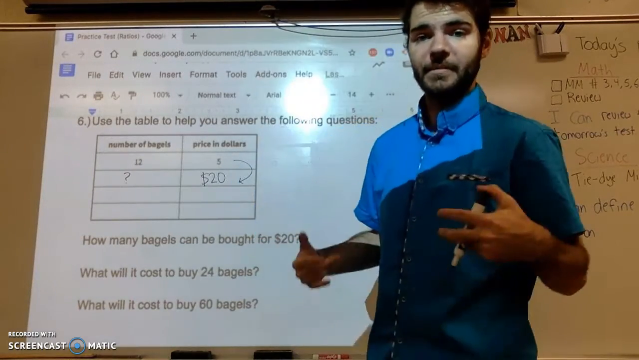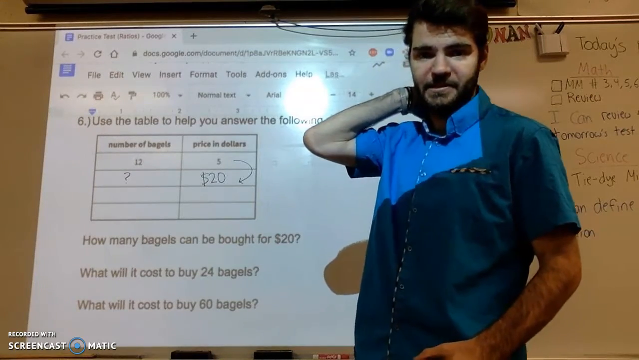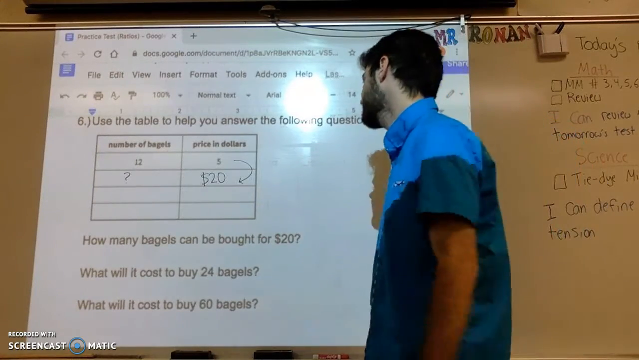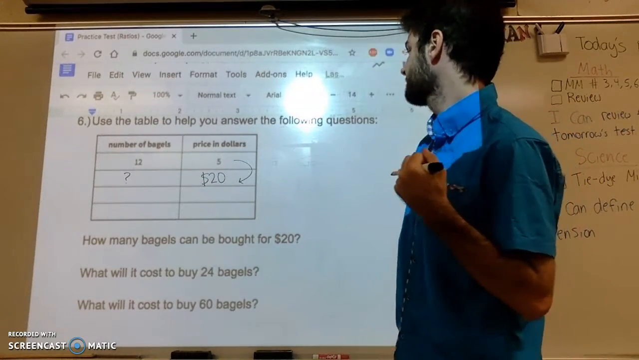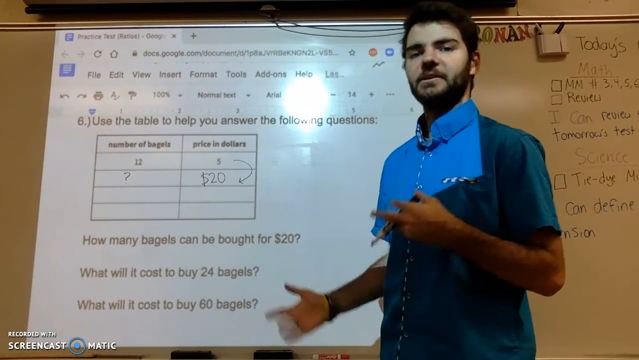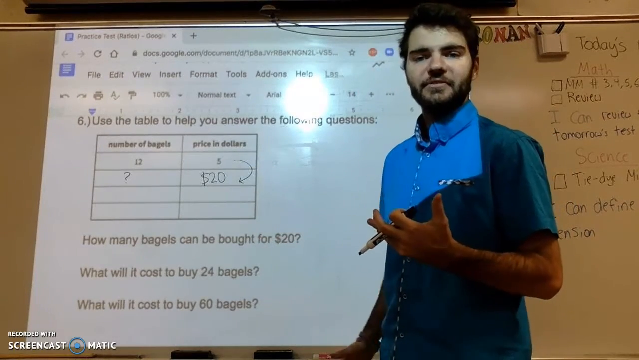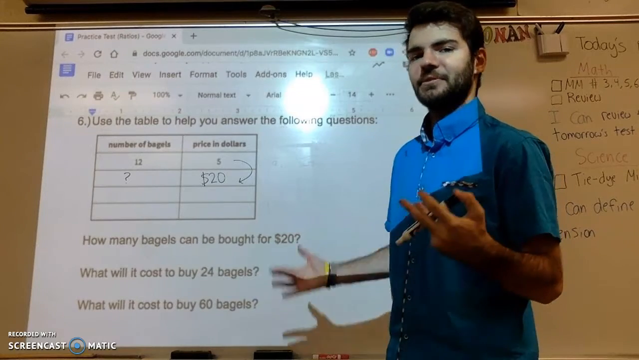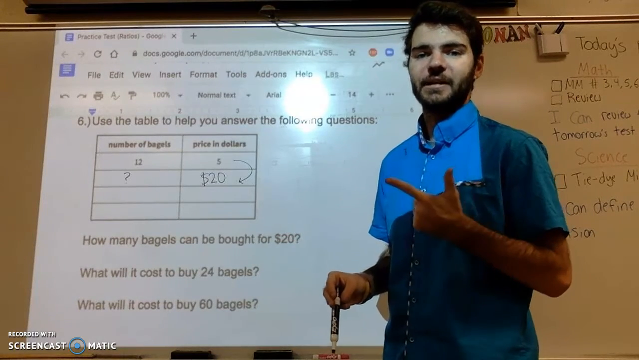Okay, we want to make sure we're doing the same things on both sides. Make sure it's like a mirror, or symmetrical. So what did I do to 5 to get to 20? You might say, oh, you added 15. Yeah, you added 15, but again, when we're dealing with ratios, we don't add, we don't subtract, we multiply and we divide.